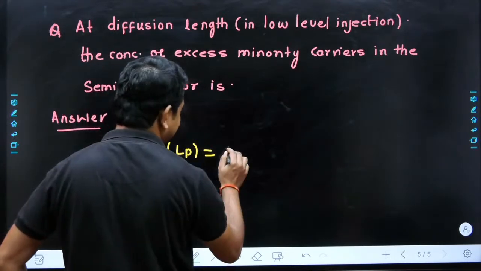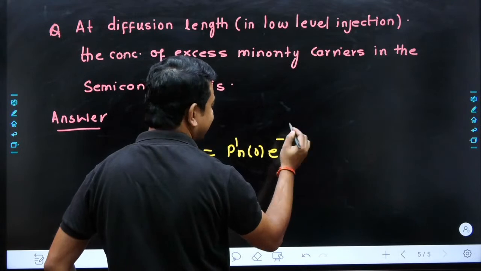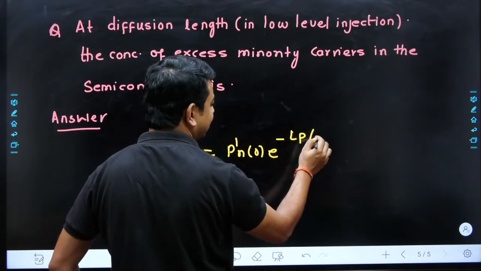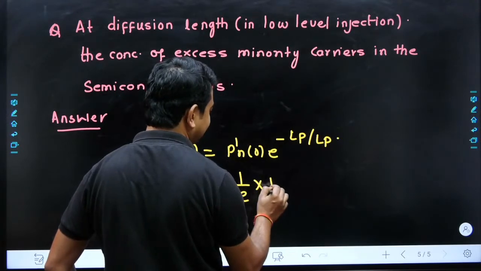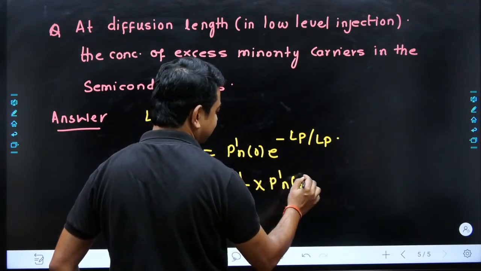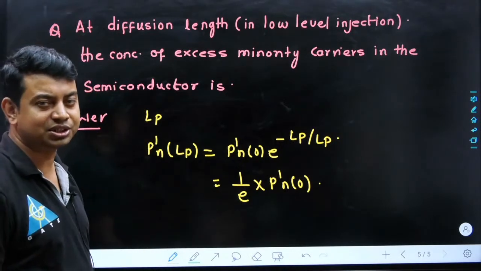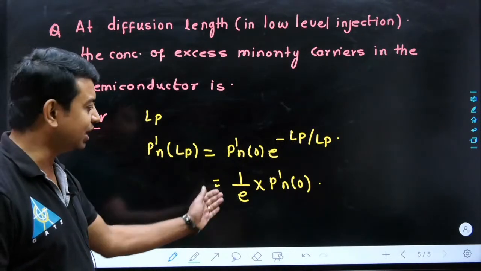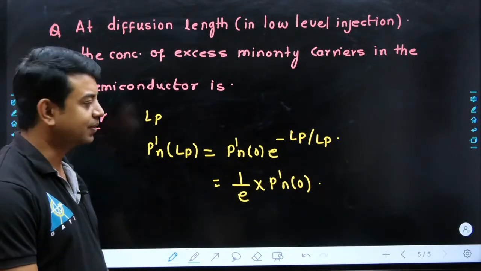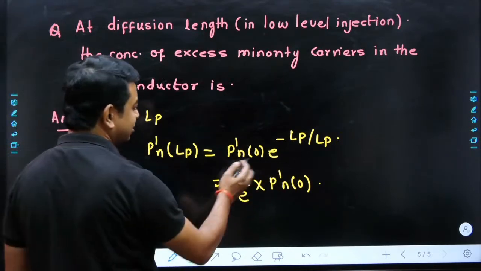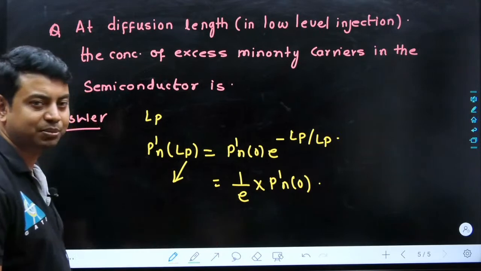This is given by P'n(0) times e raised to minus x divided by LP, that is given by minus LP divided by LP, that is given by 1 upon e into P'n(0). That is, at diffusion length the concentration is decreased by 1 upon e times the concentration at distance x equal to 0. That means, this will be the excess minority charge carrier concentration at distance LP.